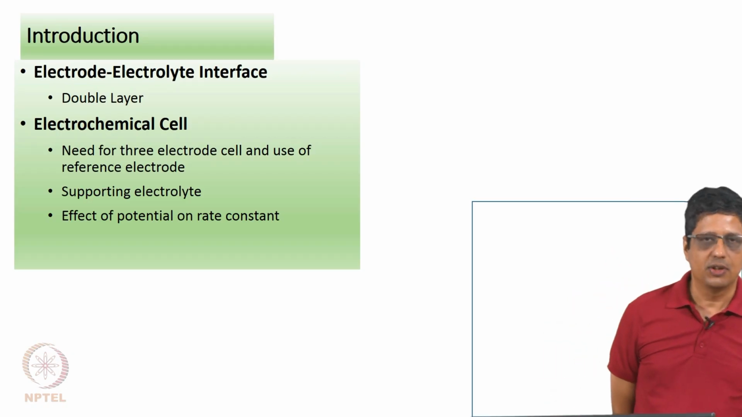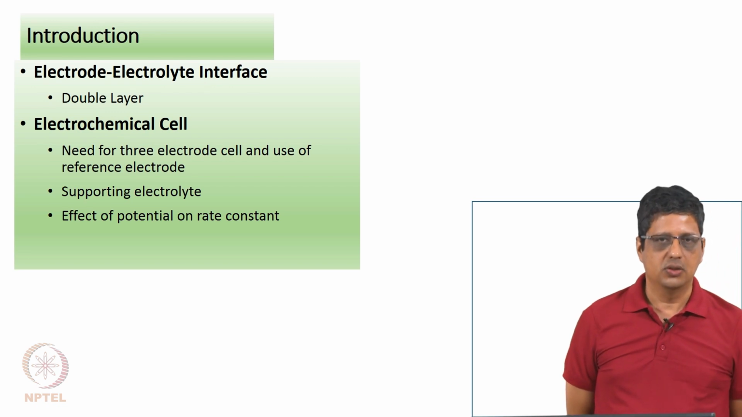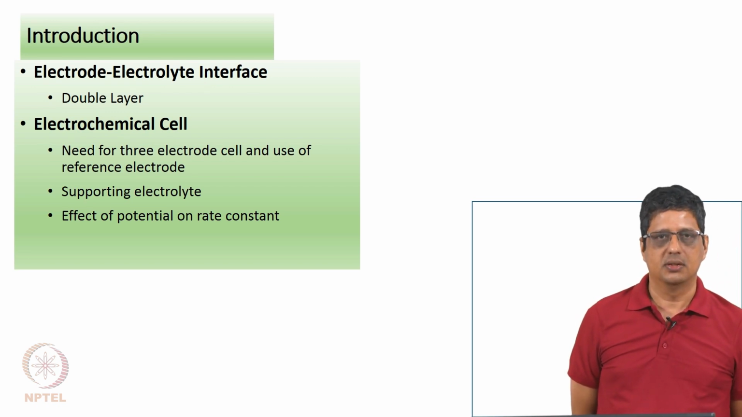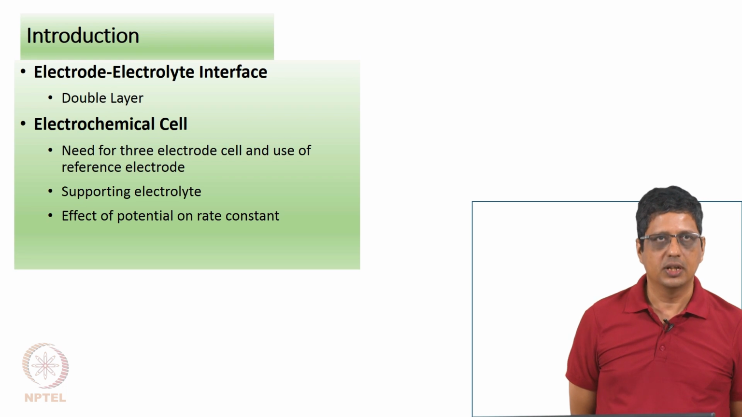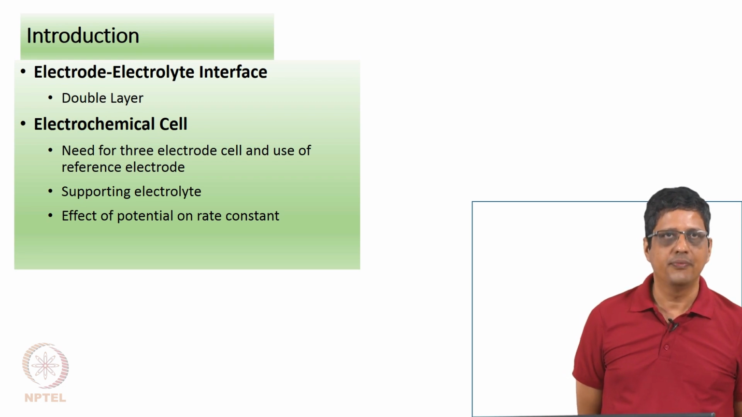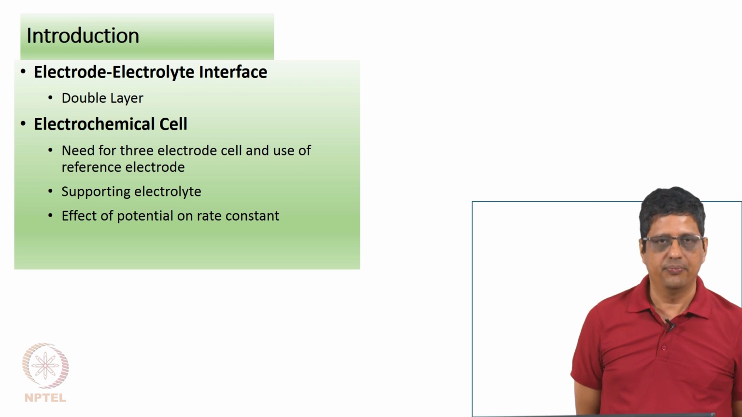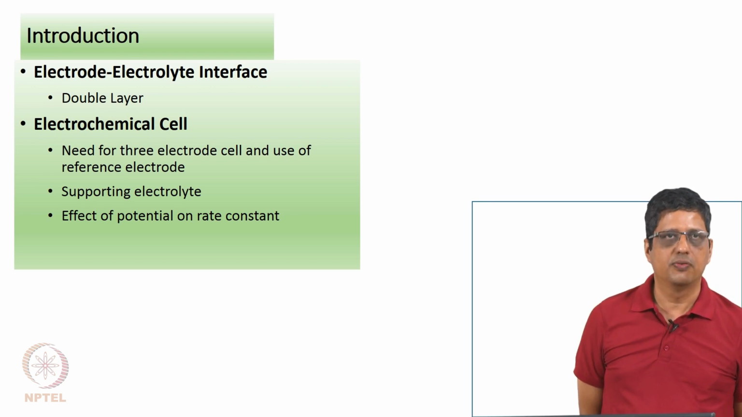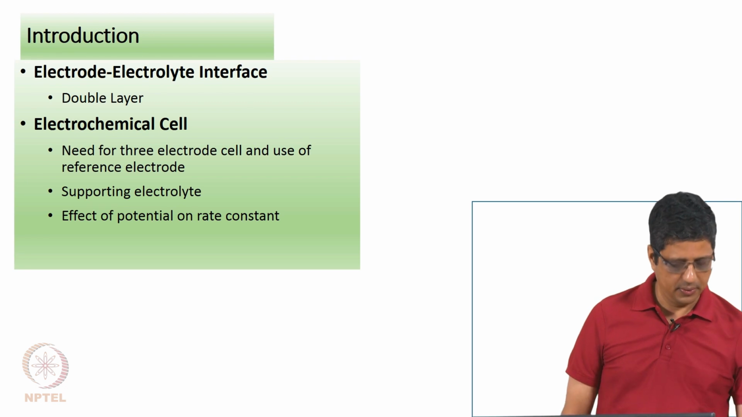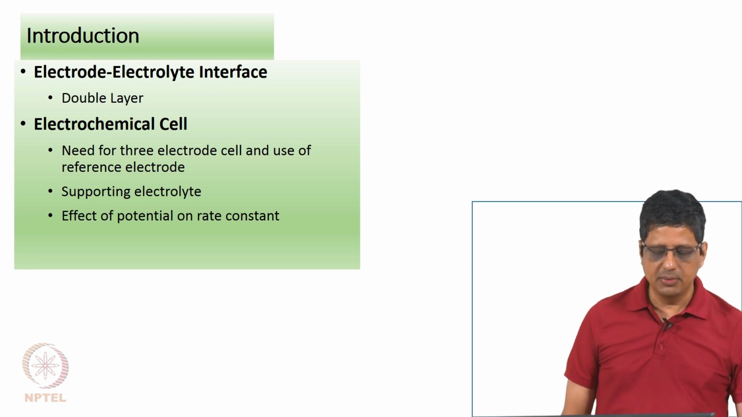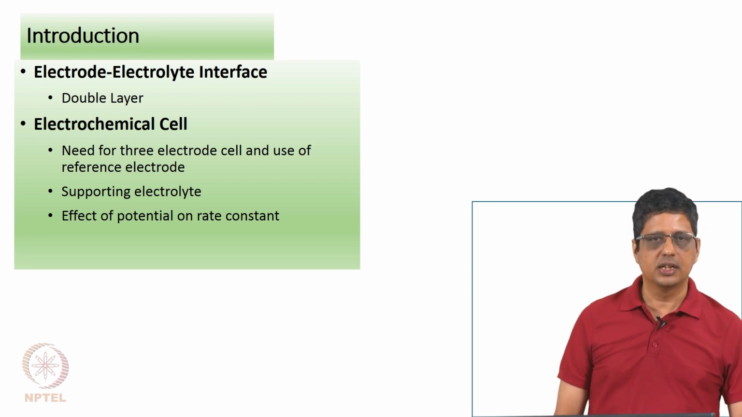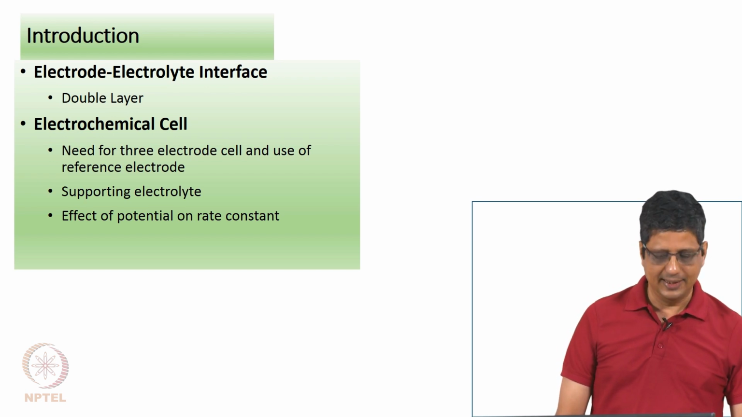So, in this class first I want to describe the electrode-electrolyte interface. Okay. It forms what is called a double layer, I want to describe that, and then we also want to see why oftentimes we use a 3 electrode system and what is the role of what is called supporting electrolyte, and if time permits we would see how the rate constant in an electrochemical system will vary with potential.